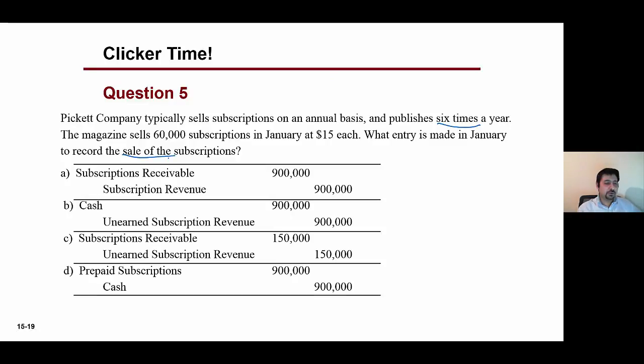At this point, the company has received cash: 60,000 subscriptions multiplied by $15, which is equal to $900,000. This is what the company will receive in cash. At the same time, the company did not earn any of this money. As a result, the company will record this as unearned subscription revenue, and the correct answer is B. The company will debit cash 900,000 and credit unearned subscription revenue 900,000.